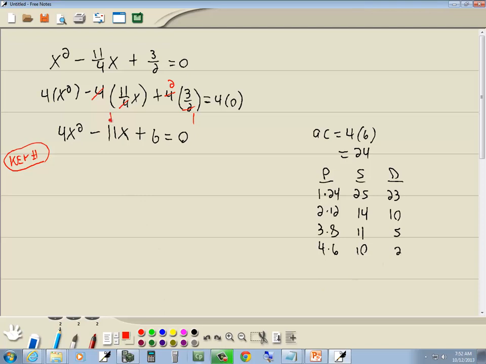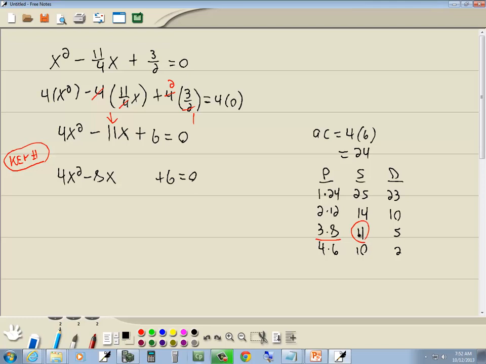The number we're looking for is the number in the middle term, which is 11, which is right here, so we're going to use 3 and 8. Now we're going to rewrite our middle term using those two numbers. The larger number in the P column that we're using, which is the 8, will always be the same sign as the middle term, which in this problem was negative. So we got negative 8x.